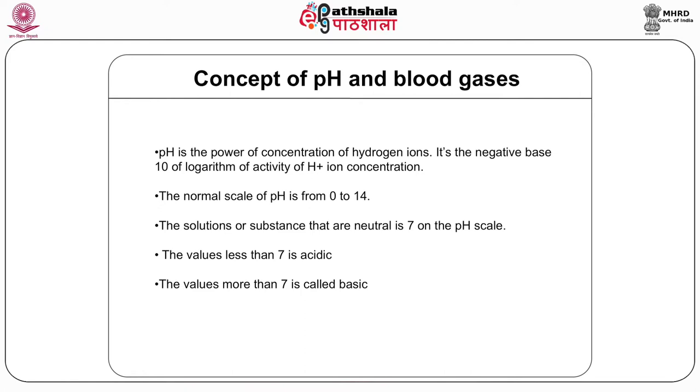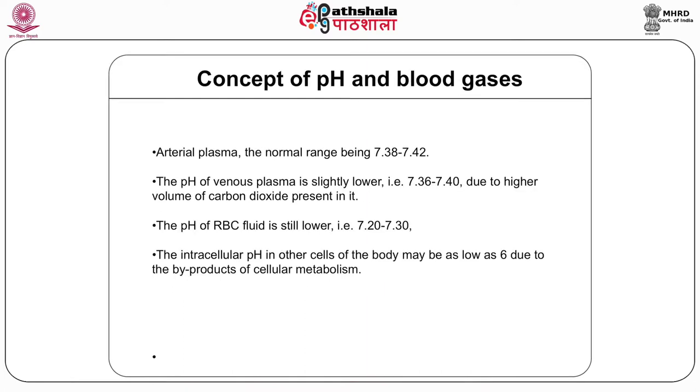It is an indicator for acidity or alkalinity. The normal pH scale is from 0 to 14. The solutions or substances that are neutral are 7 on the pH scale. The values less than 7 are acidic and the values more than 7 are called basic. The whole body tries to maintain the pH in the neutral zone. The arterial plasma has a pH of 7.38 to 7.42 and venous of 7.36 to 7.40.